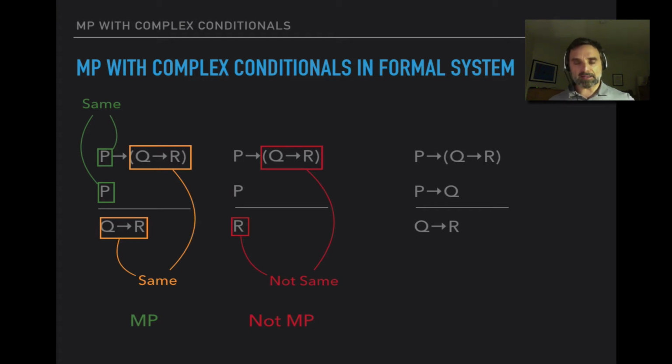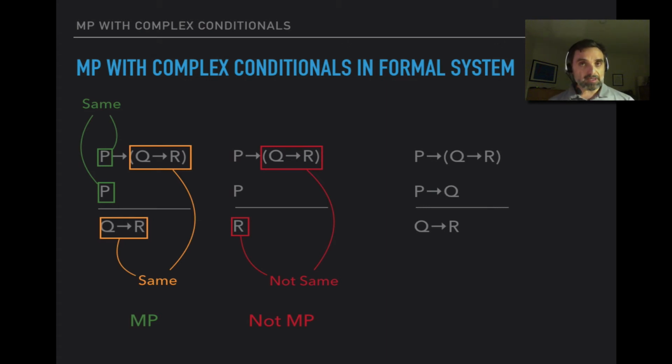So if we look at the last example, again, our first premise is the same. We have if P, then if Q, then R. And the conclusion of the argument is if Q, then R. And those match. So that's good. That's part of what we need for modus ponens. We need to have a conditional as one of our premises and the conclusion to be the consequent of that conditional. So that's good.